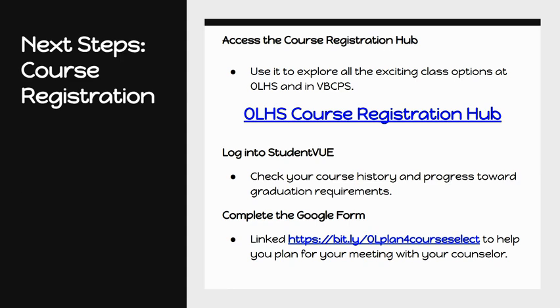Step 1 is to go to the Ocean Lakes High School Course Registration Hub using the link here on your student document, or you can visit the OLHS student bookmarks on your Chromebook, and it's linked there as well. There you can explore all of your options. Step 2 is to check your progress toward meeting your graduation requirements by logging into Student View. And then step 3 is to complete the Google form linked in your student document to prepare you for your meeting with your counselor in either January or February.